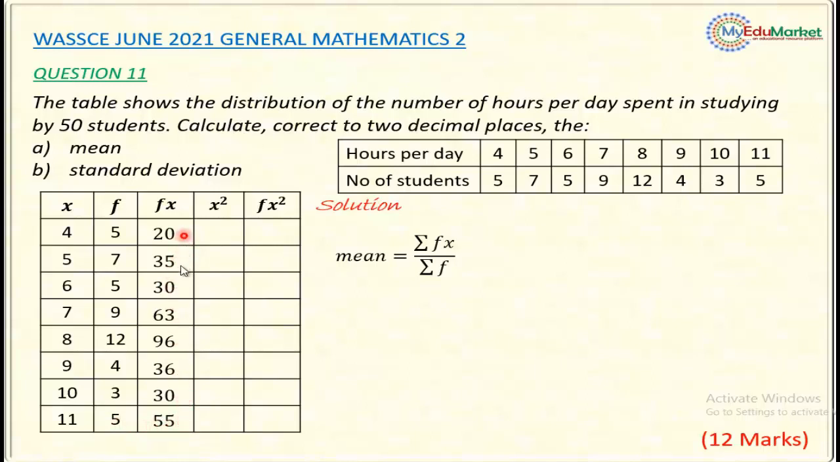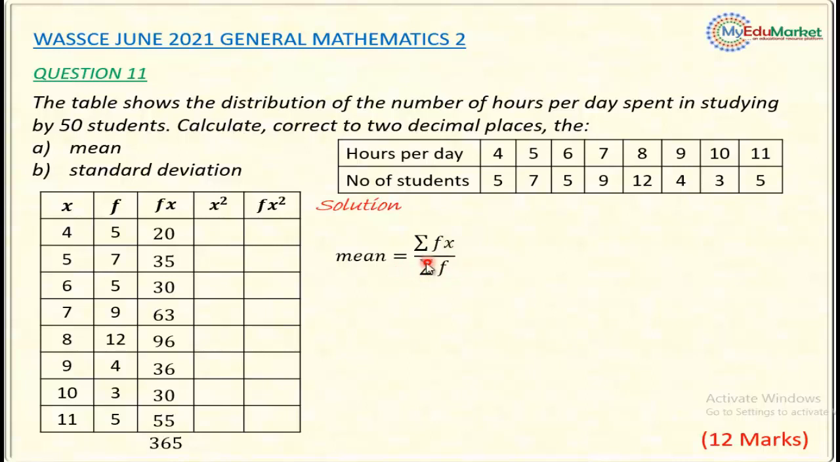This is my fx. I'm going to sum them so that I can substitute in this formula, because it says summation fx. So I'm going to add all these ones, so that I can substitute in this formula to find the mean. So I add 20, 35, and all this will give me 365. So this is summation fx.